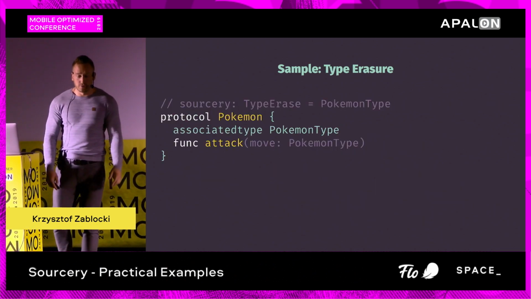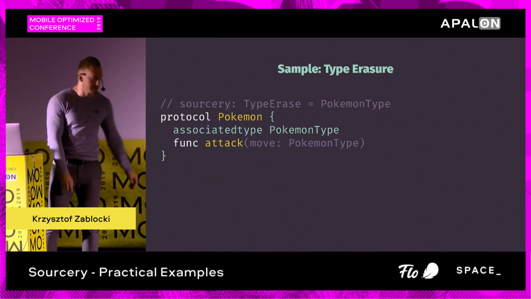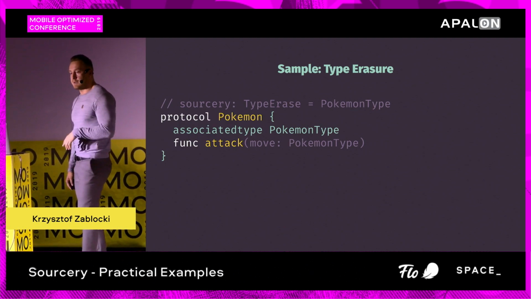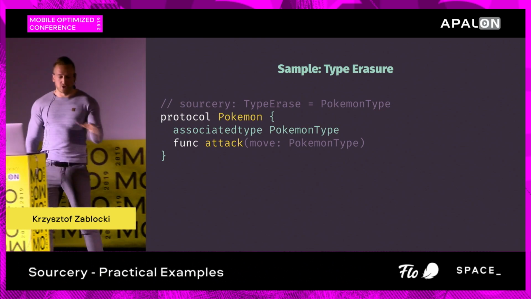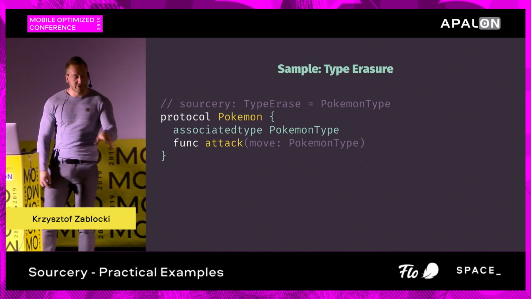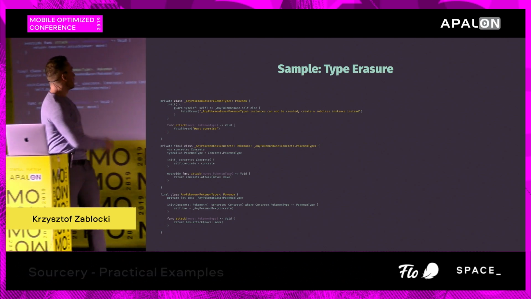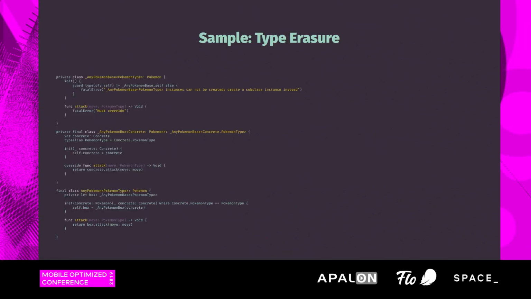Another simple example that happens quite often in Swift projects is type erasure. Let's say I have a protocol with an associated type, and I want to erase the Pokemon type here. So Sorcery would read this code. There's a simple template, and it will generate a lot of boilerplate for you. This is useful when you want to put associated protocols into an array. I'm not going to go into details. This is all online. You can access those protocols.